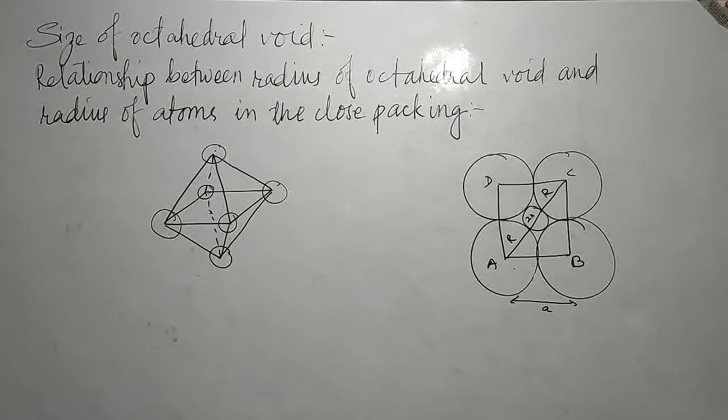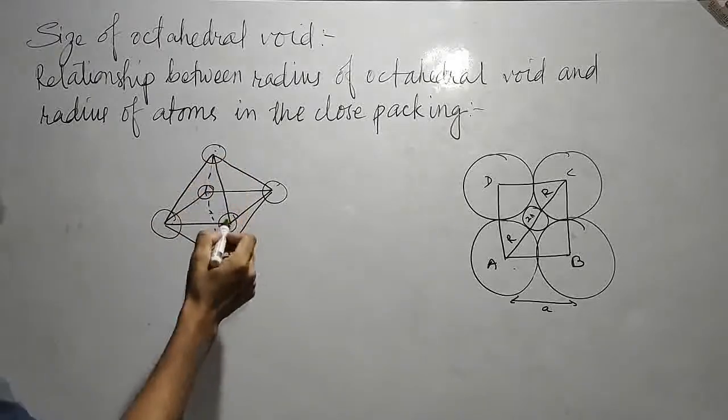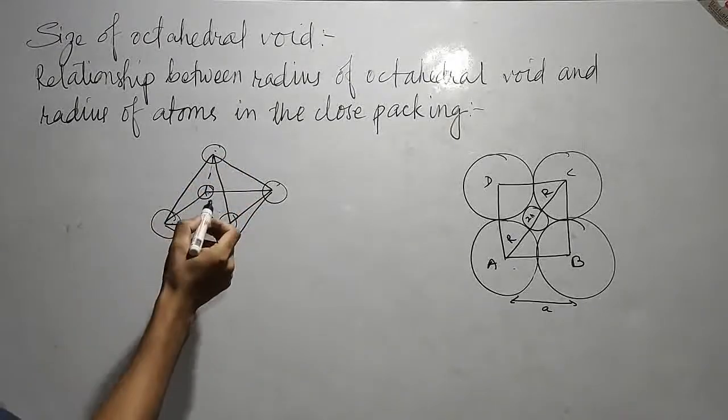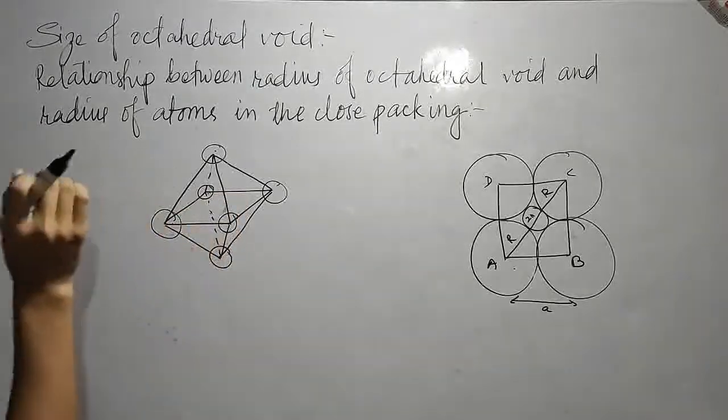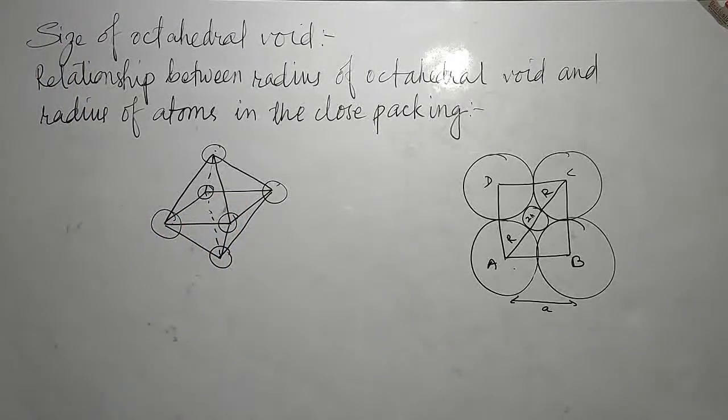Hello class, in this video we shall be discussing the size of the octahedral void in relation with the radius of atoms in the closed packing. Let us first try to know how these octahedral voids are formed. Octahedral voids are formed in the centers of 6 spheres. As you can see on the board, these are the 6 spheres. So the space or the void formed in between these 6 spheres is the octahedral void.